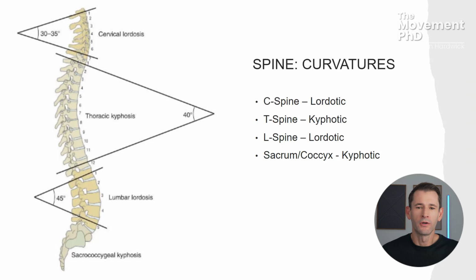So we have a lordotic curve or an extension curve in our cervical spine, about 30 to 35 degrees. We have a kyphotic or flexion curve in our thoracic spine, about 40 degrees. And then we have another lordotic curve in our lumbar spine, about 45 degrees as well. Finally, our sacrum coccyx is fused, but it does have a kyphotic curve. You can see that these curves are alternating in direction, and that's what makes it act like a spring. It's going to offload some of that weight to the ligaments and the muscles, instead of just through those vertebral bodies and the discs between them.